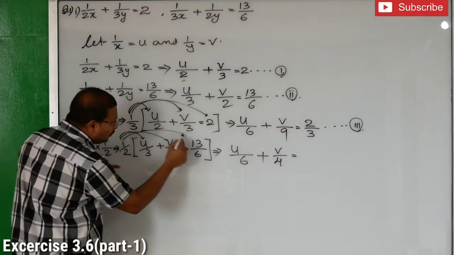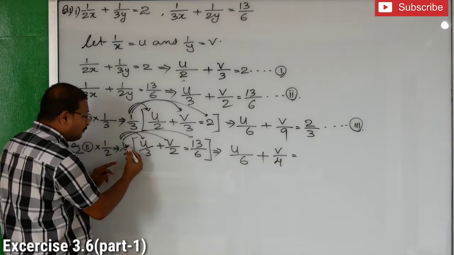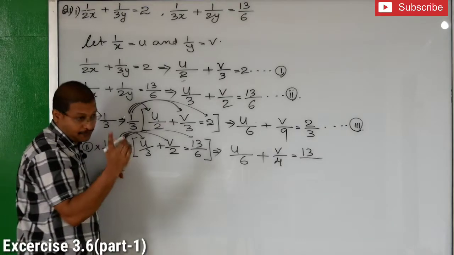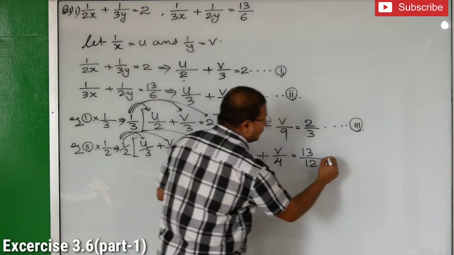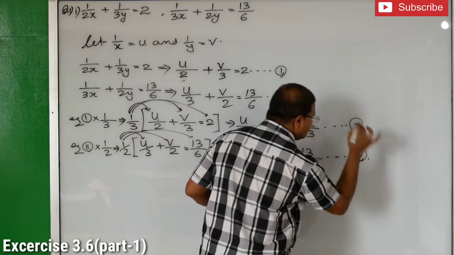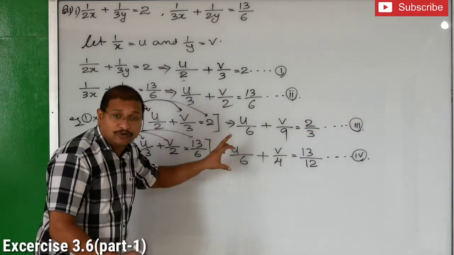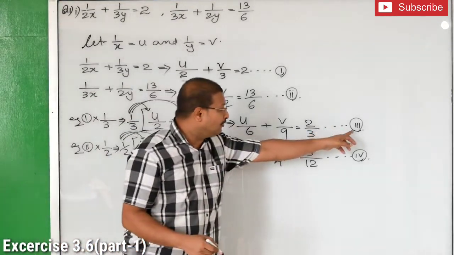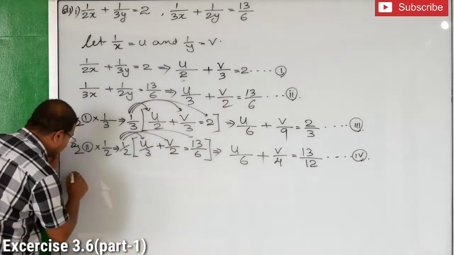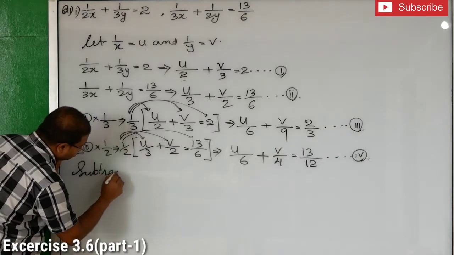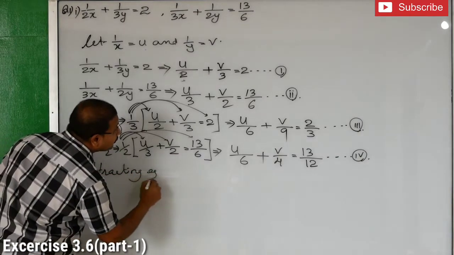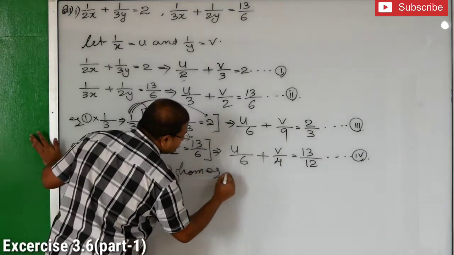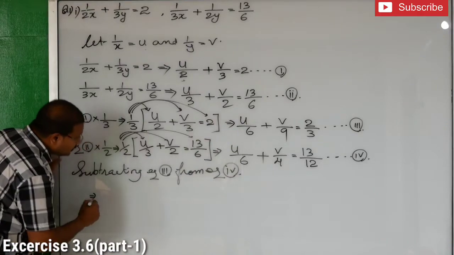Now 1 by 2 into 13 by 6. That means 1 into 13 divided by 2 into 6, 12. That is equation number 4. Ready? Now to remove this u, what will you do? We will subtract equation 3 from equation 4. This implies, first we will write the fourth equation.